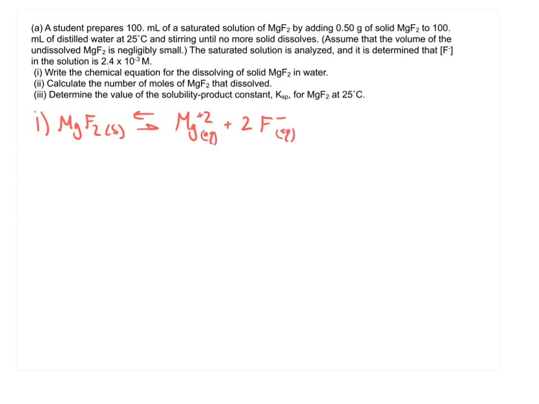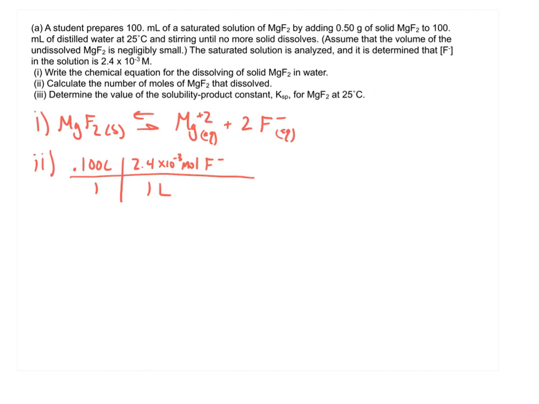I should probably also include the states of matter, but it's assumed that it's dissolving, so they are in their aqueous state. Now for number 2, calculate the number of moles of MgF2 that got dissolved. Now we're going to utilize the concentration of the F minus ions that it talked about in that last sentence, and be able to do some stoichiometry to calculate the moles of MgF2 that are dissolved. Because even though we put in 0.5 grams of the MgF2, we didn't dissolve all of it. So I'm trying to calculate of this 0.50 grams, how much of it did get dissolved.